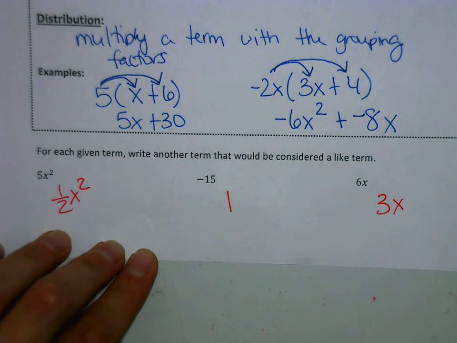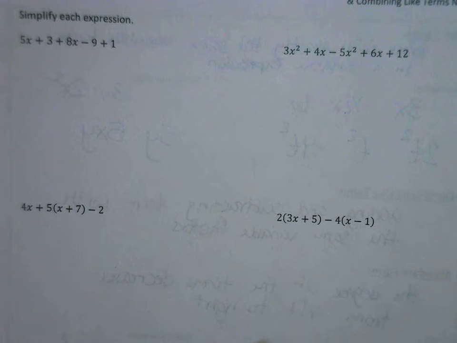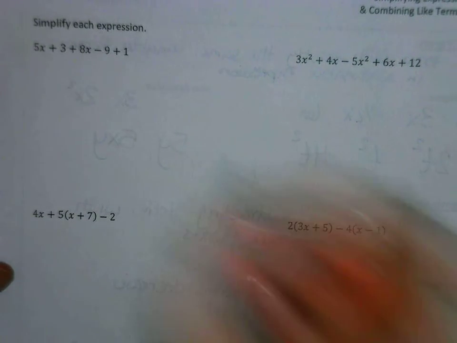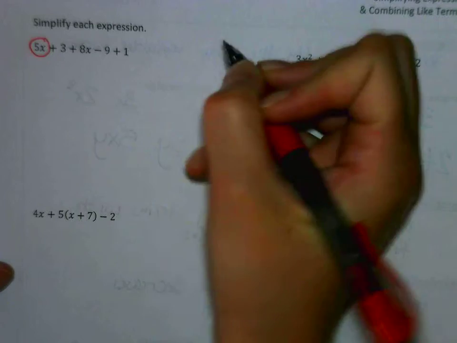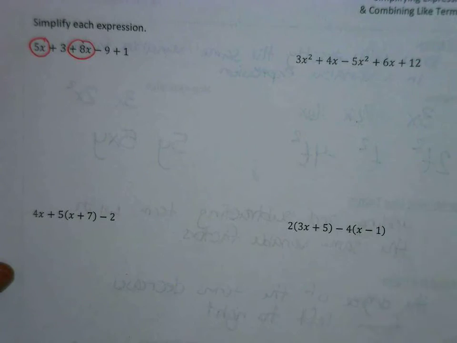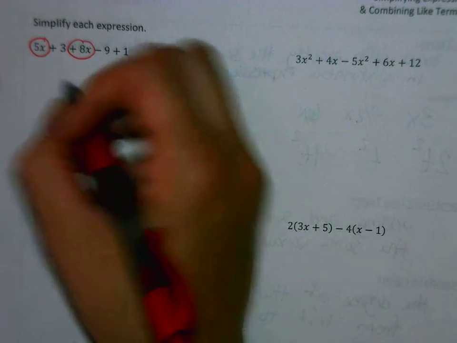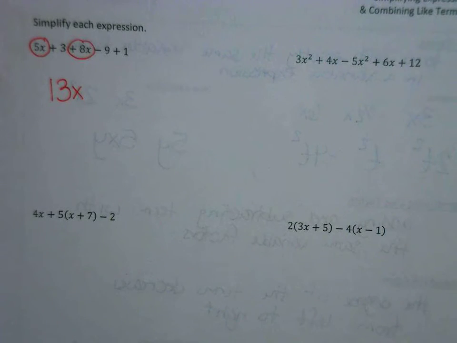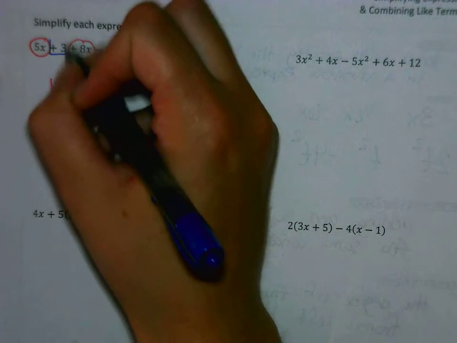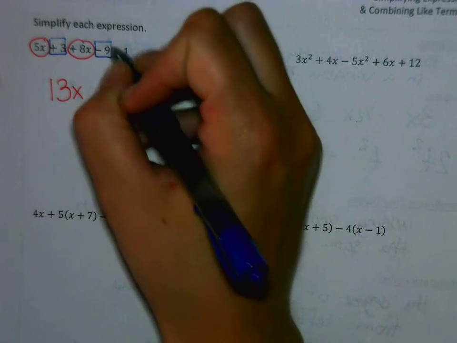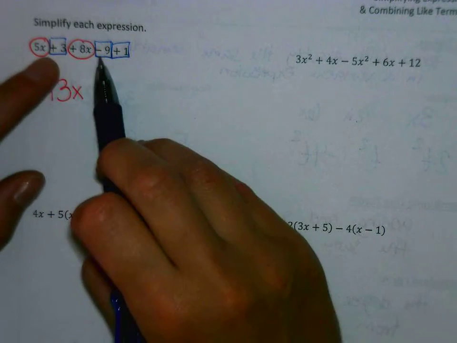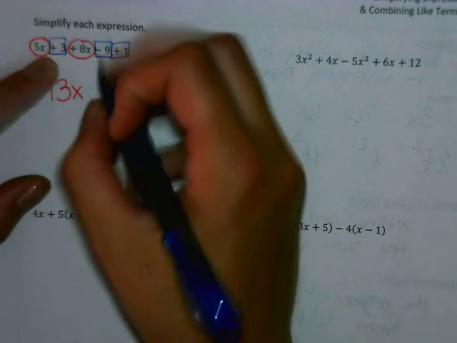Alright, so now let's simplify each expression. So let's first find our like terms. I'm going to look and say, okay, well I have a 5x and a positive 8x. So when I combine a 5x and that 8x, I end up with 13x. Then I have a positive 3, -9, and a positive 1. So if we do 3 minus 9 plus 1, we end up with a -5. And this is in standard form.